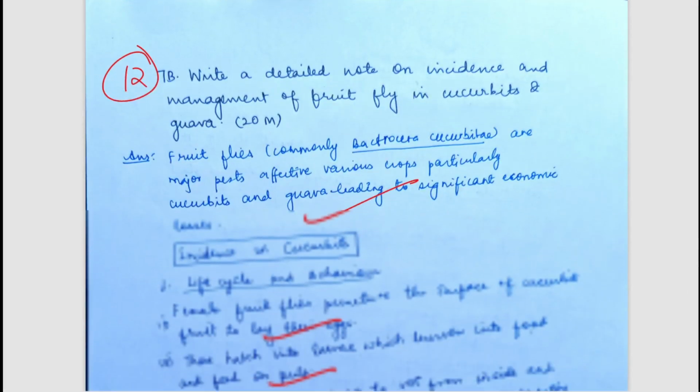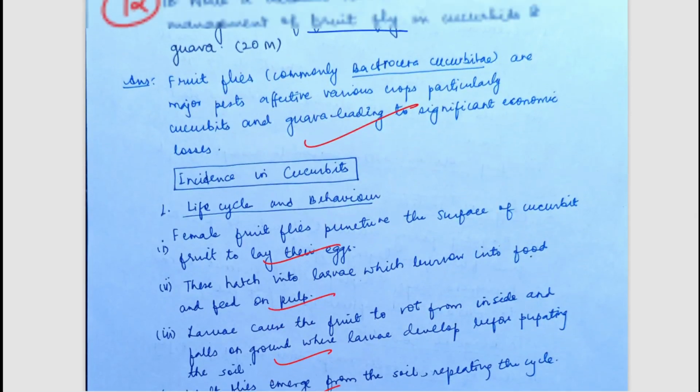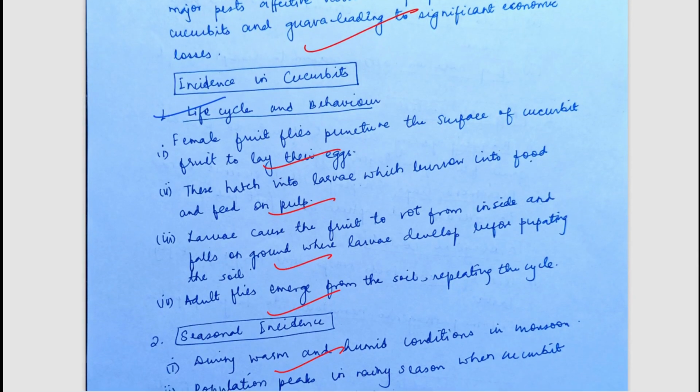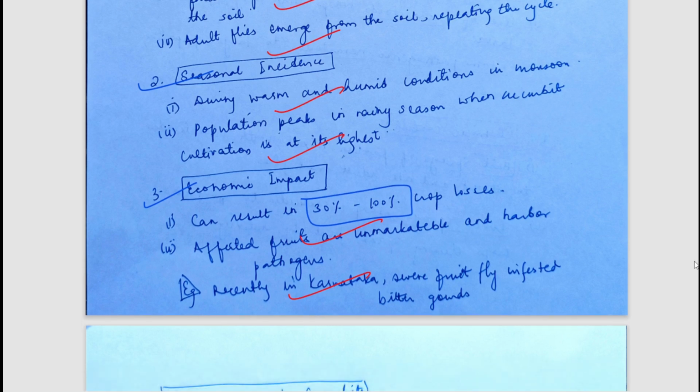The next question is, write a detailed note on incidence and management of fruit fly in cucurbits and guava. So you can see in incidence, life cycle and behavior have been mentioned. Seasonal incidence has been mentioned. Economic impact has been mentioned. Around 30 to 100% crop losses could be caused by this fruit fly.